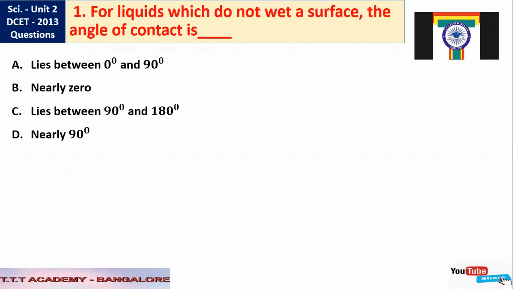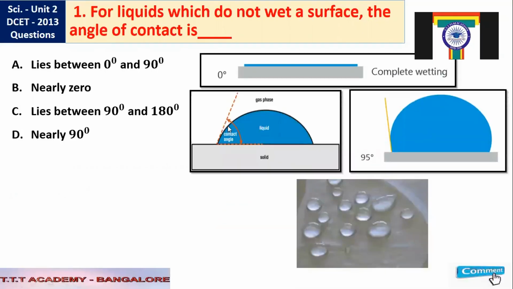Here the concept is the liquid which does not wet a surface, and the angle of contact. What is the angle of contact? This is the very first thing we should know. The angle of contact is nothing but the tangent drawn to a liquid surface and the solid surface, within the liquid. Suppose you can observe here liquid droplets, in which the bottom is a solid surface. Suppose in this solid surface and liquid droplet, the liquid droplet does not wet the solid surface.